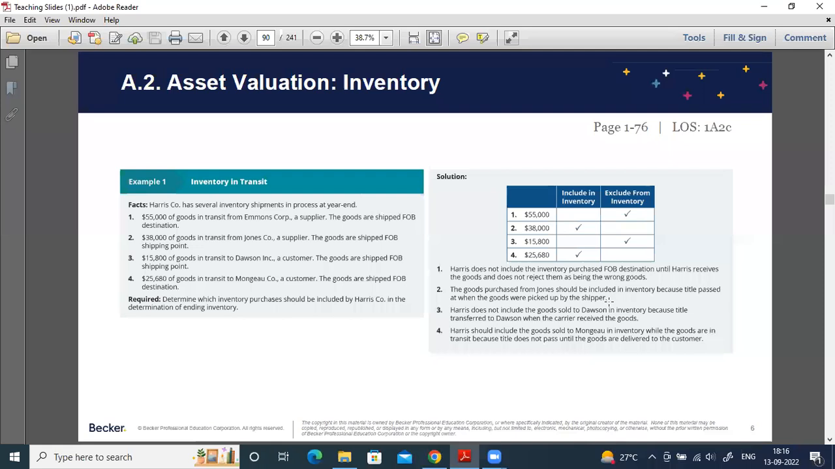Dhanlakshmi, Ankit, Maz, any clue? Because both the transactions look similar. The only thing is FOB destination and FOB shipping point.